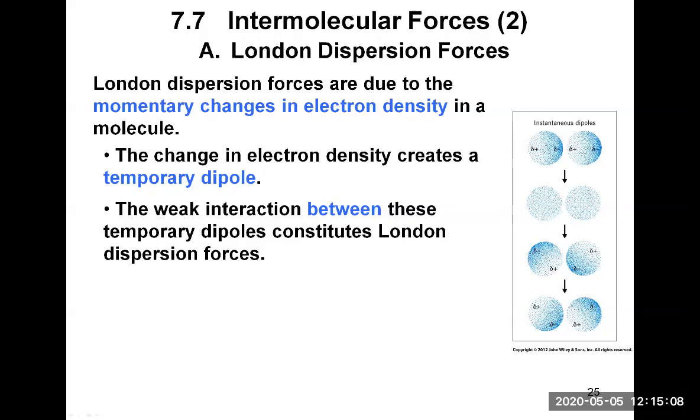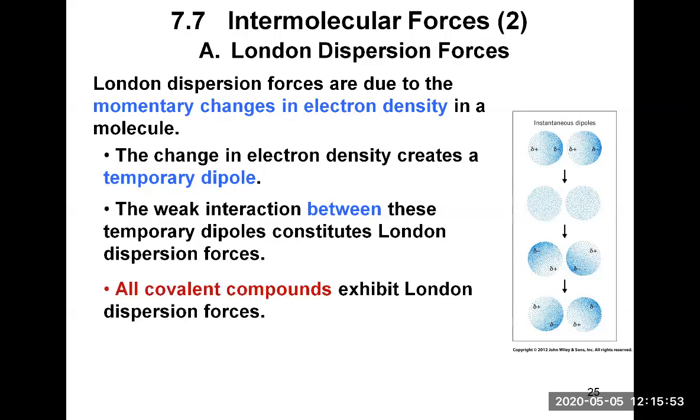So that will create a temporary attraction again. And yet again, these electrons keep moving and are populating a different area again in the fourth illustration, right? And so on. So the changes in electron density create temporary dipoles, and the weak interaction between these temporary dipoles constitutes London dispersion forces. So it's forces that are constantly changing, but overall it creates what we call London dispersion forces of attraction between the atoms.